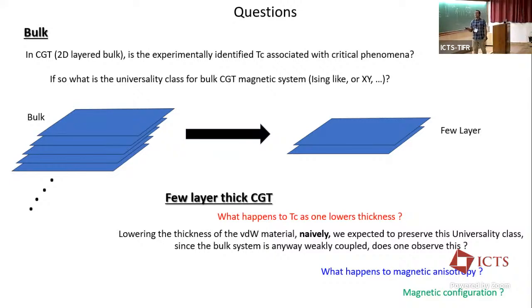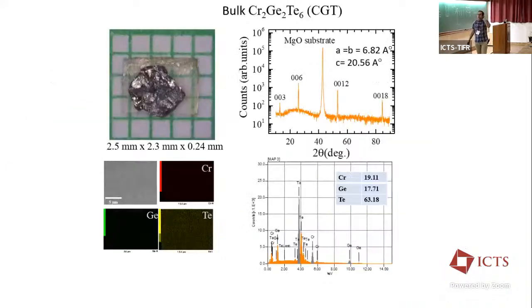And these are the type of questions that we would like to ask. What happens to the magnetic anisotropy? What happens to the magnetic configuration? Those are the type of questions that we really wanted to ask as we thin down the crystal. So first, let me show you some of our results in the bulk CGT.